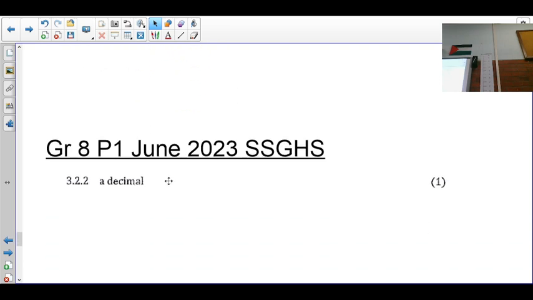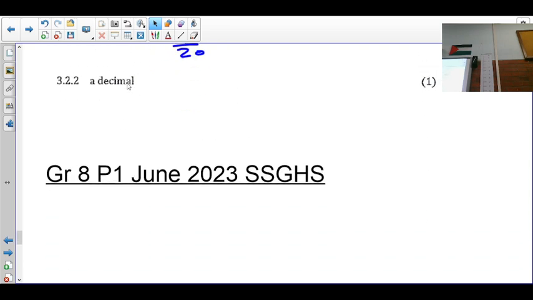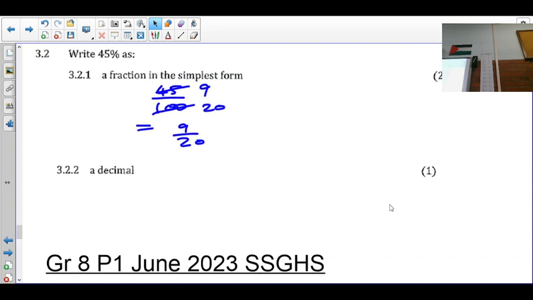Then the question says write this as a decimal. So 45% is the same as 45 over 100. As you know, it's 2 digits after the comma, so it's 45, so it's 1, 2. So 0, comma, 45.